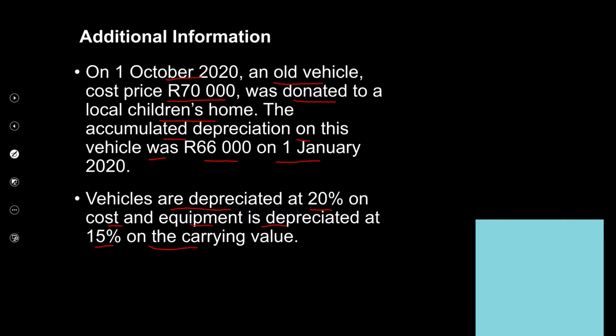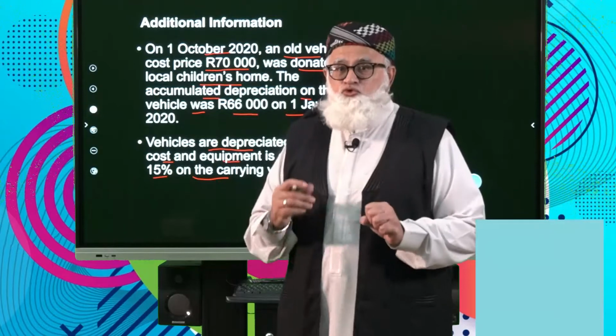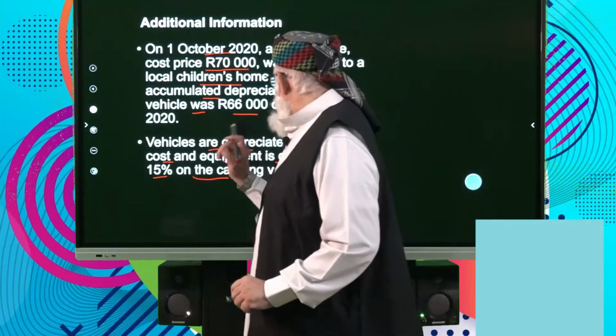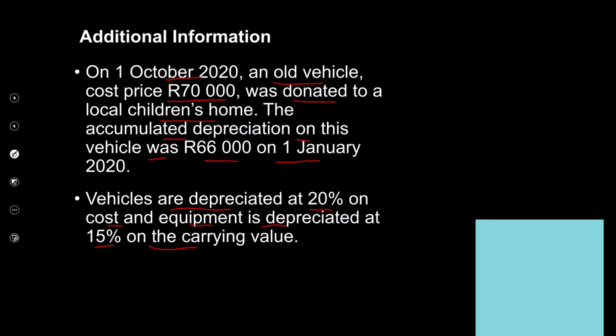Clearly you can see the two different methods of depreciation. Vehicles are depreciated at 20% on cost, and equipment is depreciated at 15% on the carrying value. We alluded to this earlier on in our lesson.